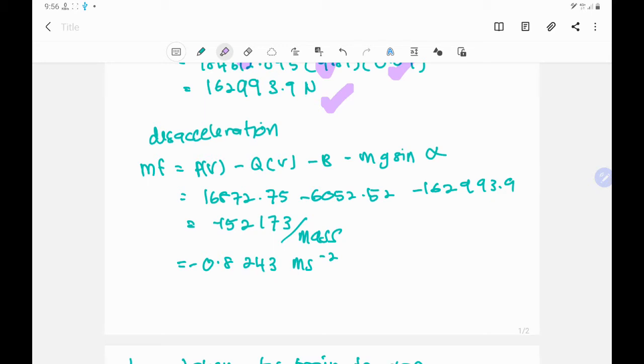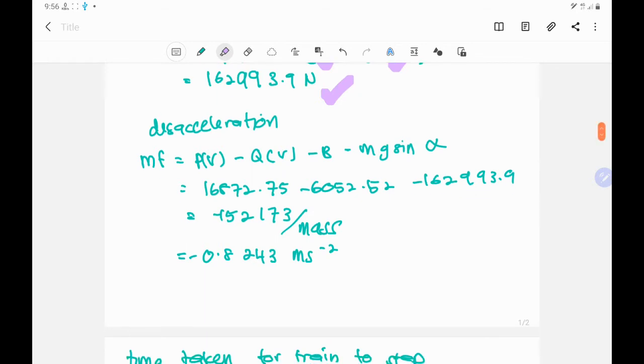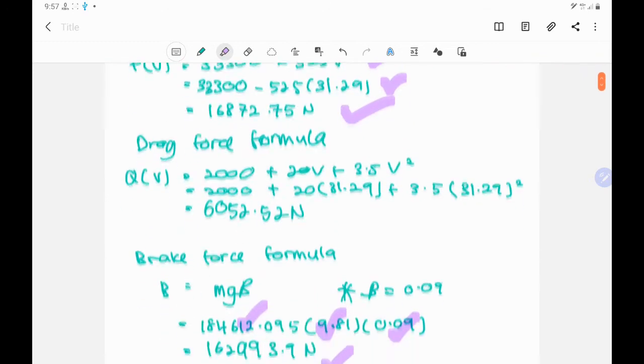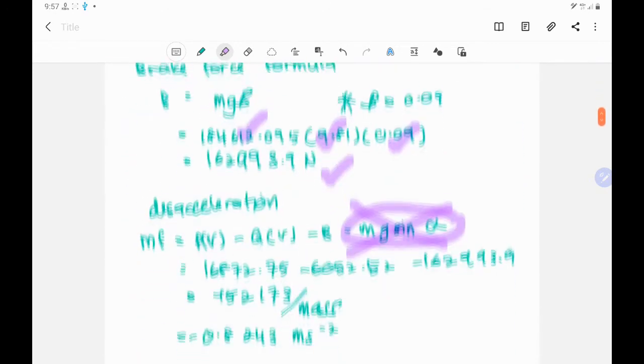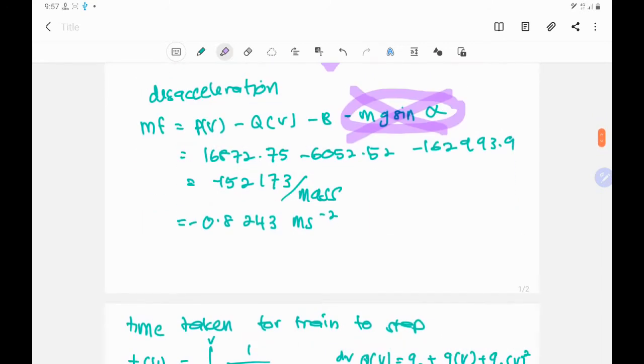Okay, we calculate the deceleration when the train is about to stop. The formula is MF equal to PV minus QV minus B minus MG sin alpha. Okay, the sin alpha is for the situation where the train goes on an inclined rail, which we don't have, we just have a straight line, so we can remove it. Now we have PV minus QV minus B. Okay, we have all the values for PV, QV and B, and then we substitute.